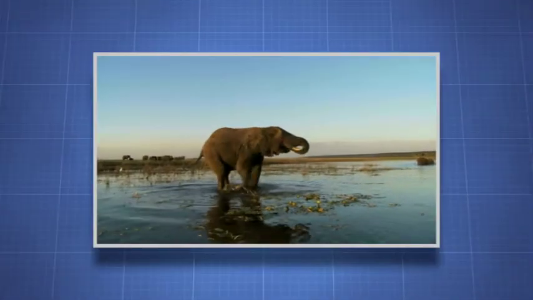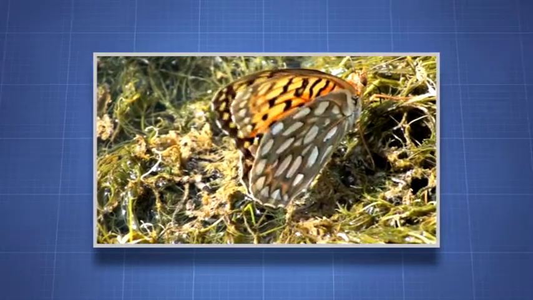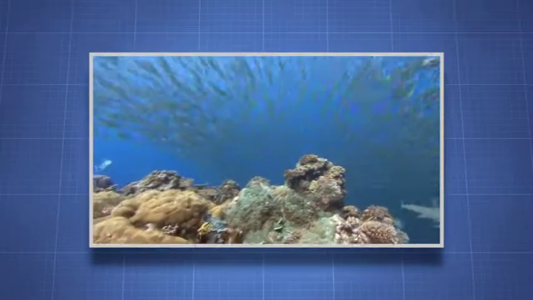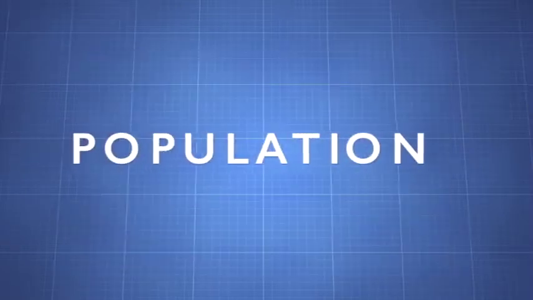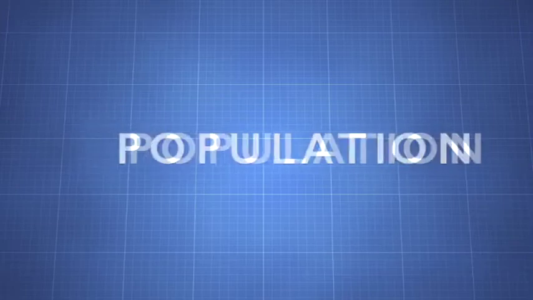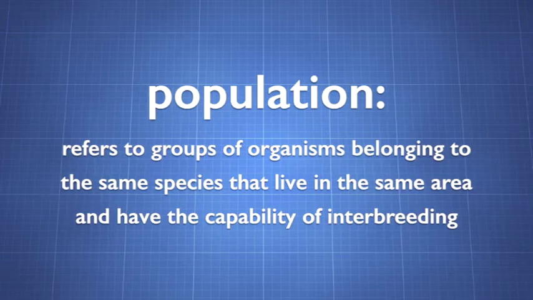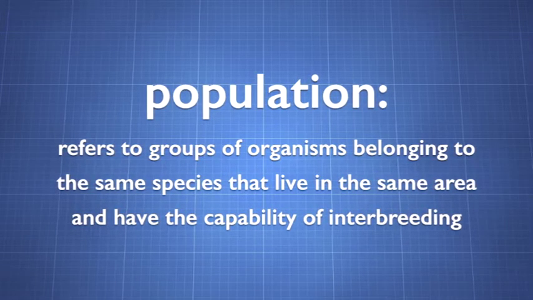All living organisms live in Earth's biosphere. The biosphere comprises numerous different ecosystems. Each ecosystem supports various species of living organisms in ecological communities. Each species is composed of one or more populations. In biology, population refers to groups of organisms belonging to the same species that live in the same area and have the capability of interbreeding.